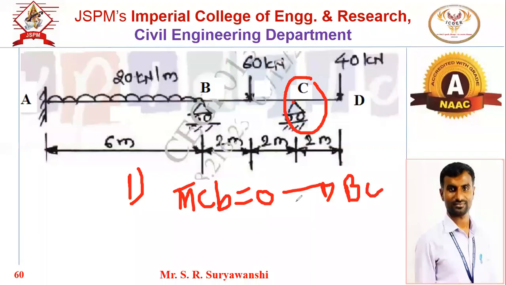This is the first point. Means we have to adjust the simply supported moment to 0. But which moment? Fixed end moment.